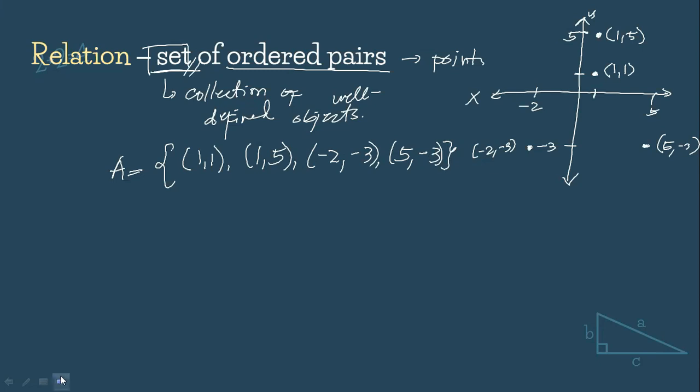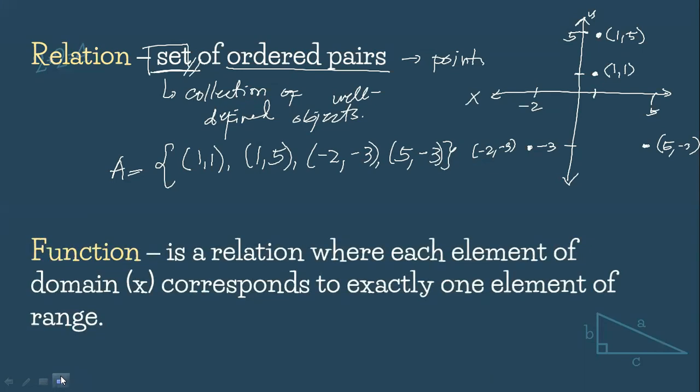So now, how about function? How do we define function? Sabi po dito, a function daw po is a relation. Meaning to say, this is also a set of ordered pairs si function. However, meron tayong condition na sinusunod kay function. Sabi dito, each element of the domain X corresponds to exactly, so I want you to take note of the word exactly, one element of range or the Y.